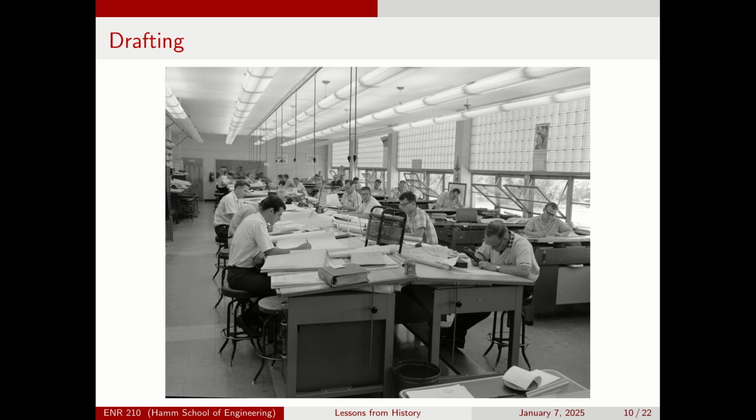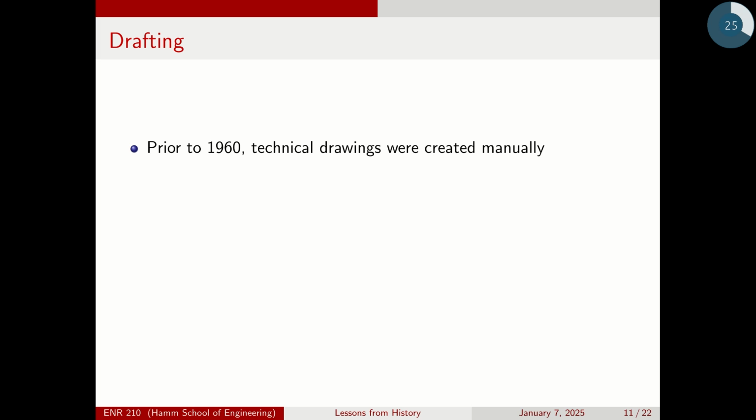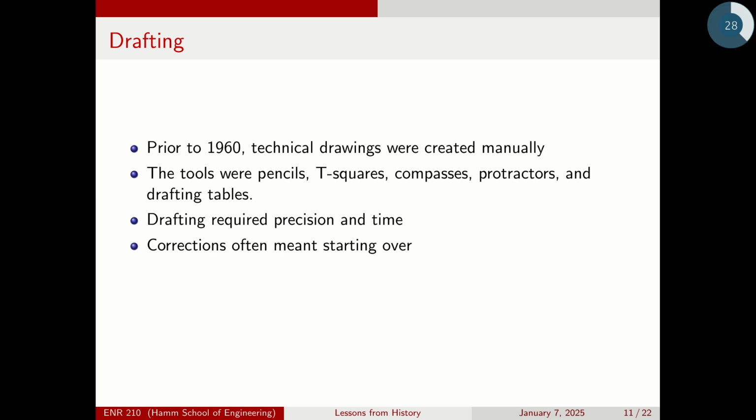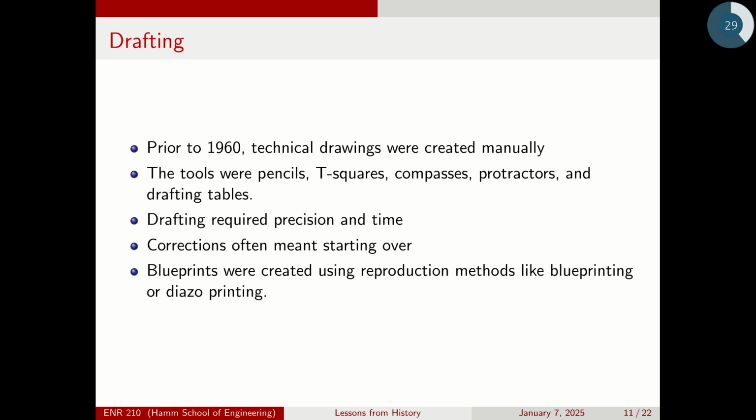That was the problem. So prior to 1960, that's how technical drawings were created, okay? And these were the tools. They had those big tables, like in the picture, right? And you had to be precise, and it took a lot of time. And sometimes you had to start over, like I just said, okay? And this was how things were reproduced. There were no photocopiers. Nobody had any photocopiers then.